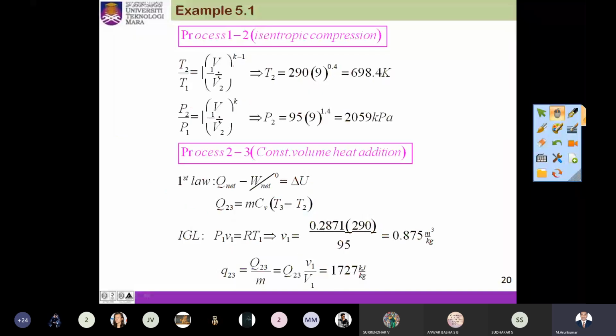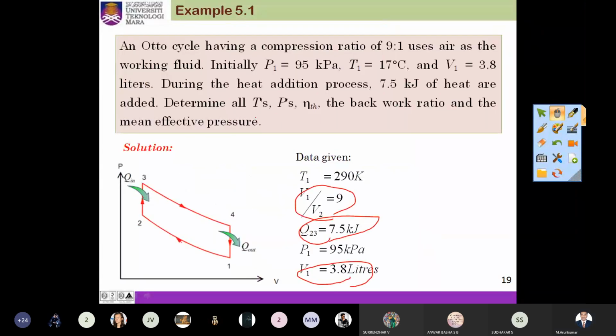So we can take the first process, that is the process from state 1 to 2, isentropic compression. So we have the equation like this: T2 by T1 is equal to (V1 by V2) to the power K minus 1. Then the other values are known. So we have V1 by V2 as 9, and we know air is the working medium here. So the K value will be 1.4.